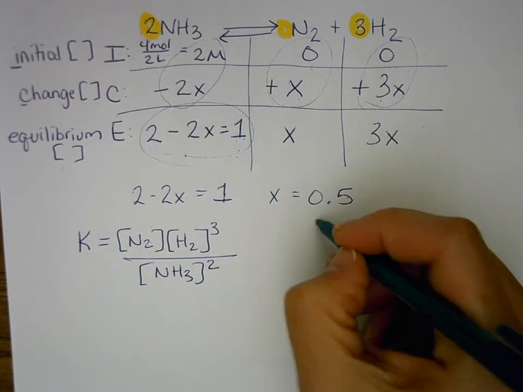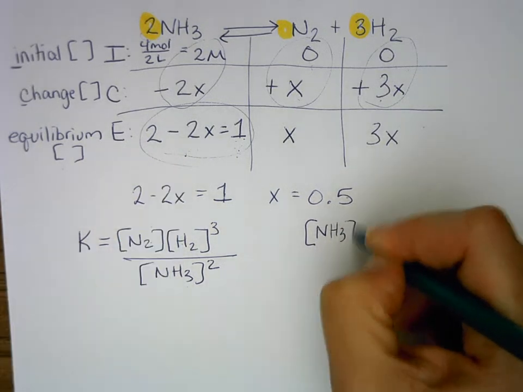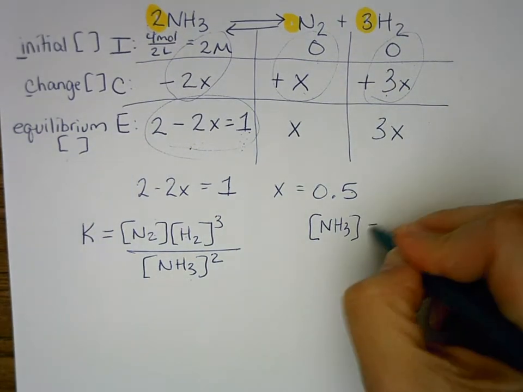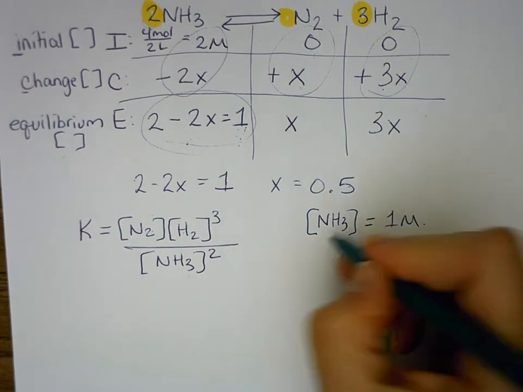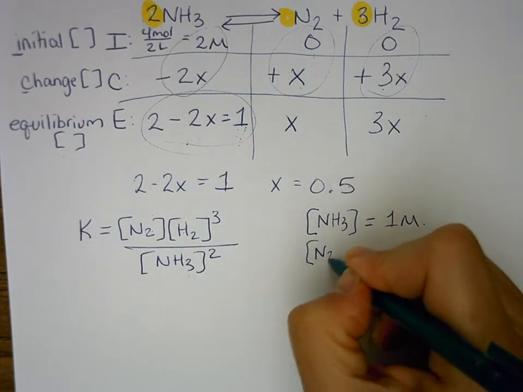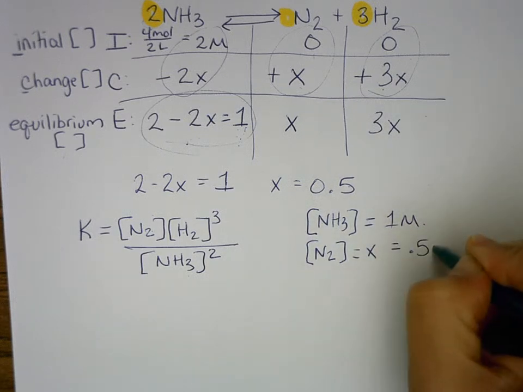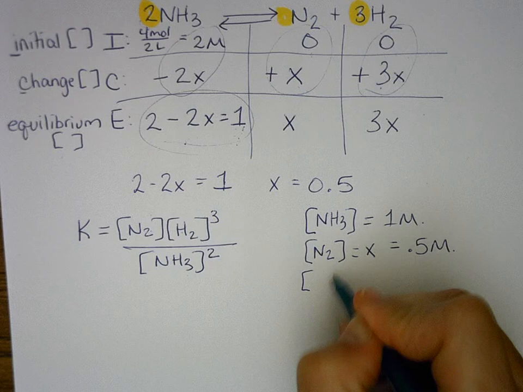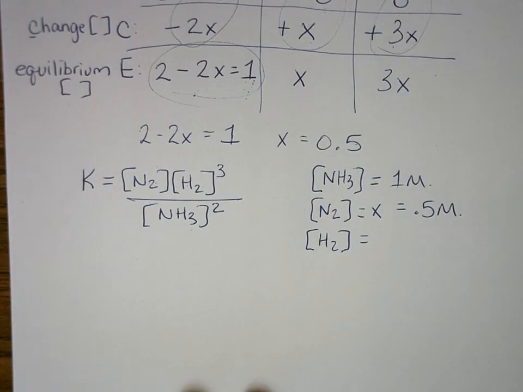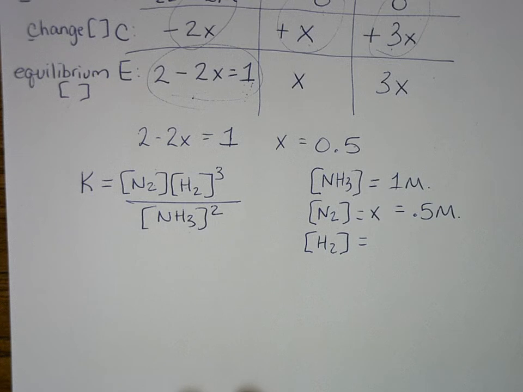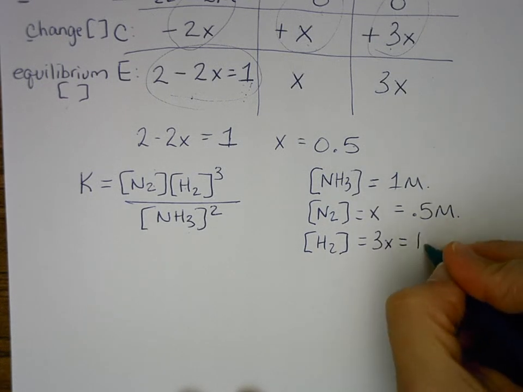So my concentration of NH3 is equal to 1 molar. Okay, that was given to me in the question. My concentration of N2 is equal to x, which is equal to 0.5 molar. My concentration of H2 equals 3x, so 3 times 0.5 is 1.5 molar.